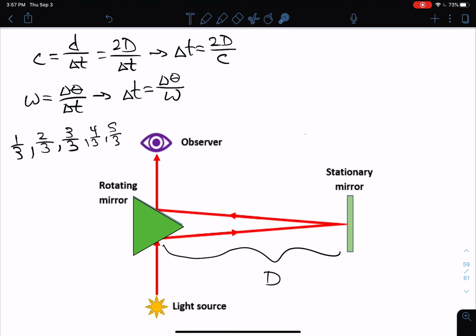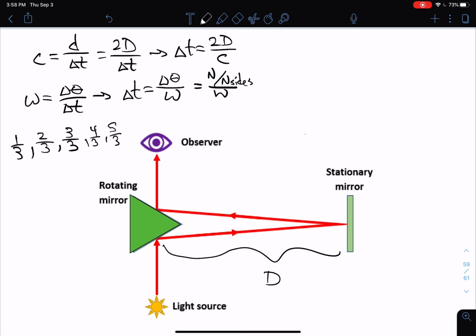Essentially, what's going on is the bottom number is just the number of sides, or you might think of the number of slots for the mirrors to be in. In this case I have 3, and the top is essentially how many slots the mirrors have moved in between the light striking the mirror here, and then coming back. It's how many slots it has rotated through. So if I write that as a general formula, I'm going to write delta theta as, I'm going to use n for the number of slots it's rotated through, over n_sides.